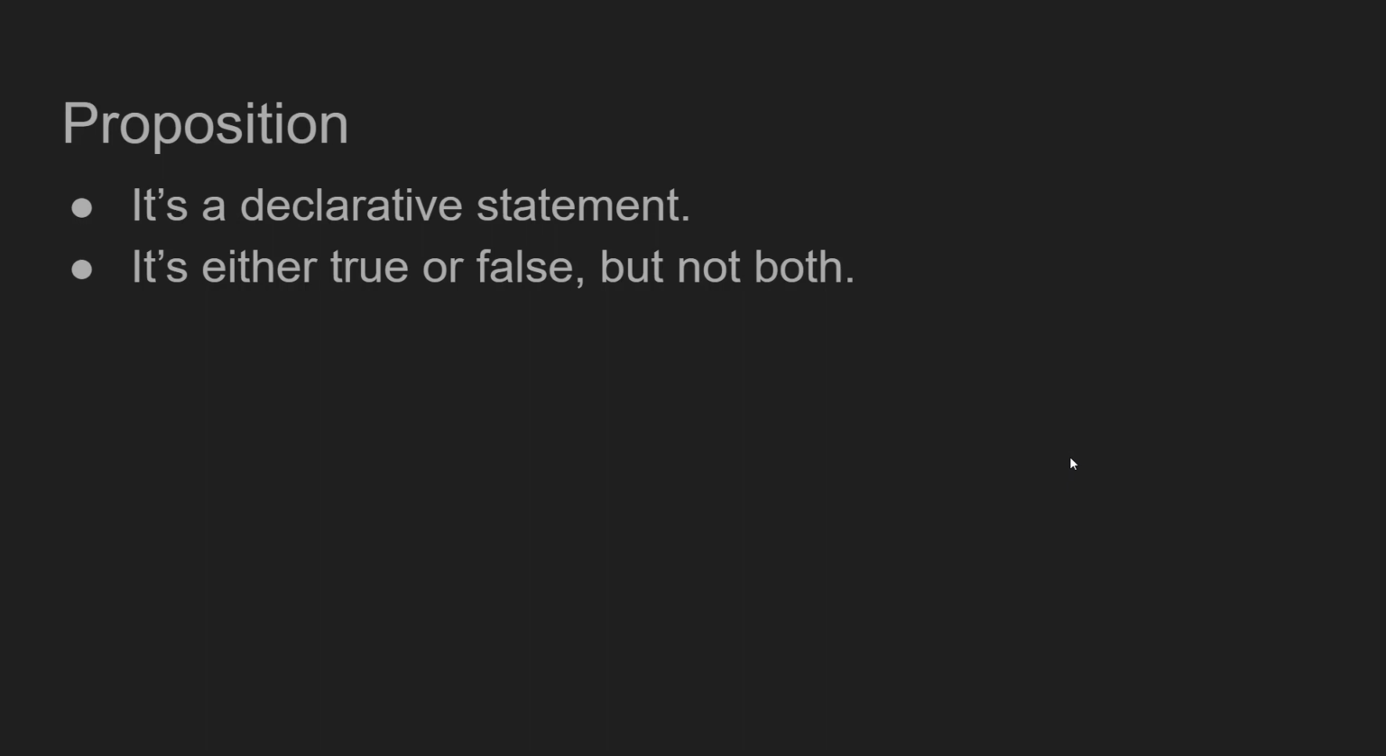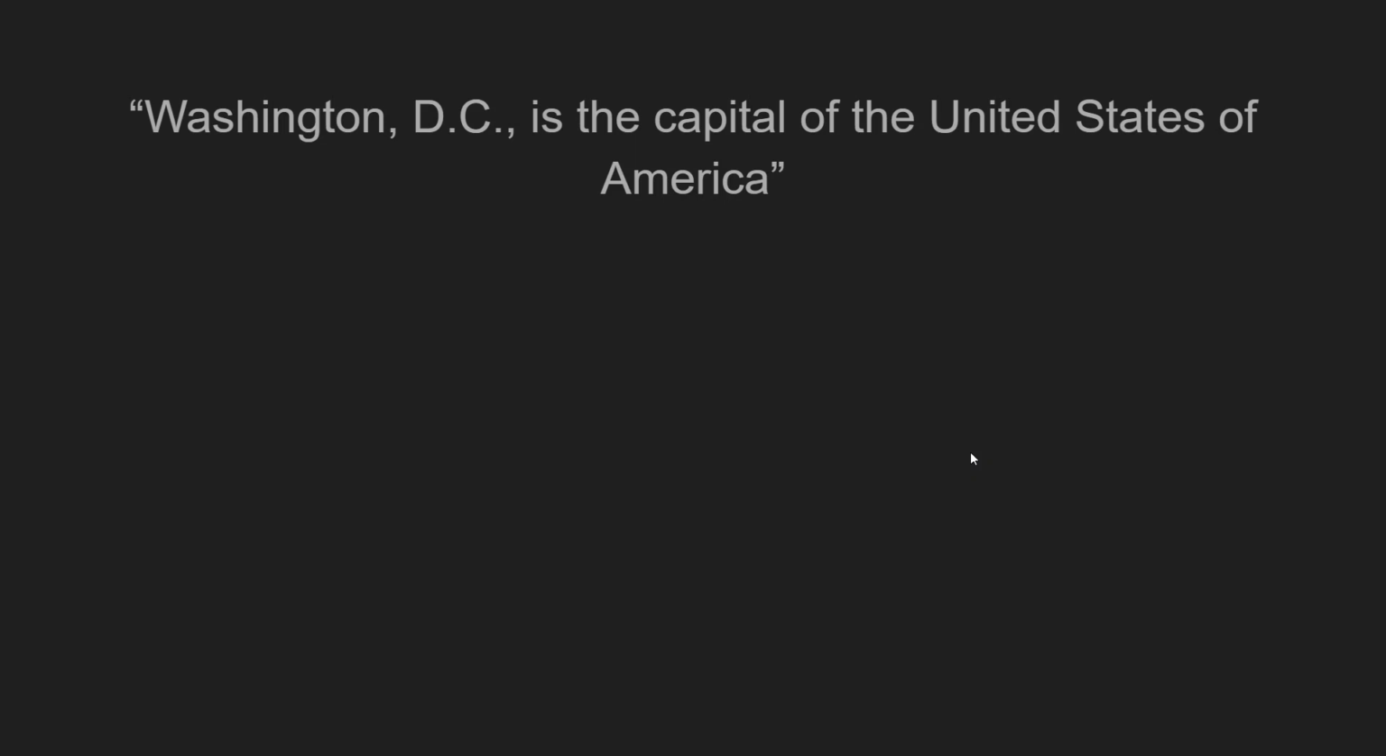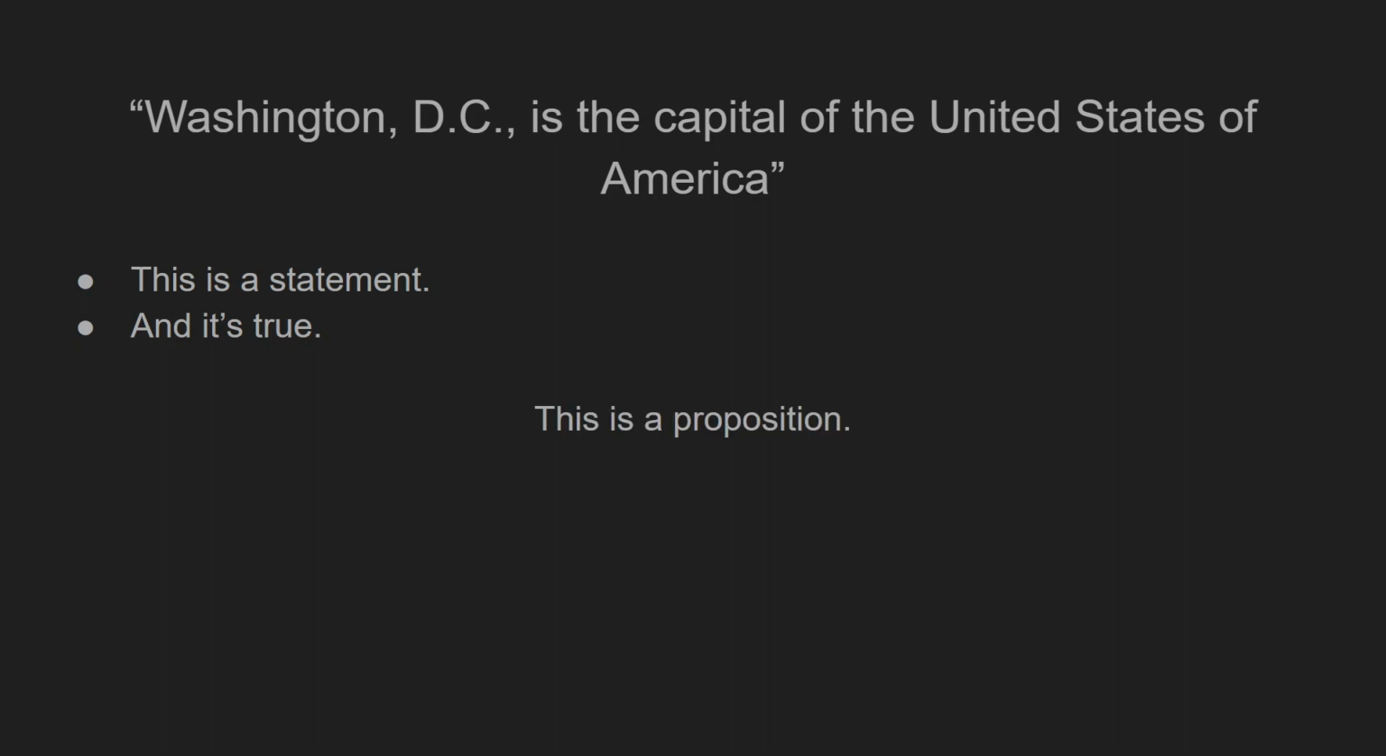Now we'll see some examples. Washington, D.C. is the capital of the United States of America. This is a declarative statement because Washington, D.C. could be or not be the capital of the United States of America. And it is true, only true, that Washington, D.C. is the capital. So, this is a proposition.